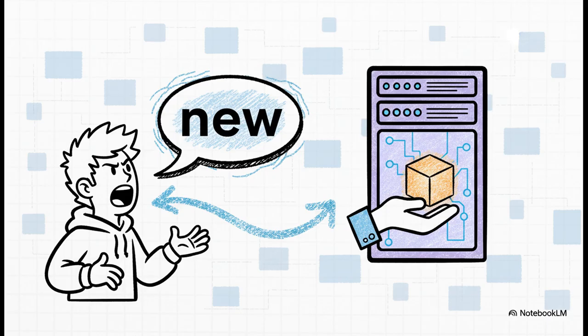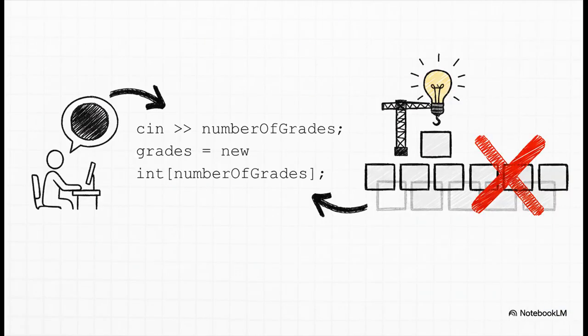And if it's available, the system hands it over and gives you back a pointer to the start of that block. And right here, this is the light bulb moment. Look at this code. We're asking the user for a number, we store it, and then, bam, we use new to create an array of that exact size. This is totally impossible with a regular static array. We just built a custom-sized container on the fly.